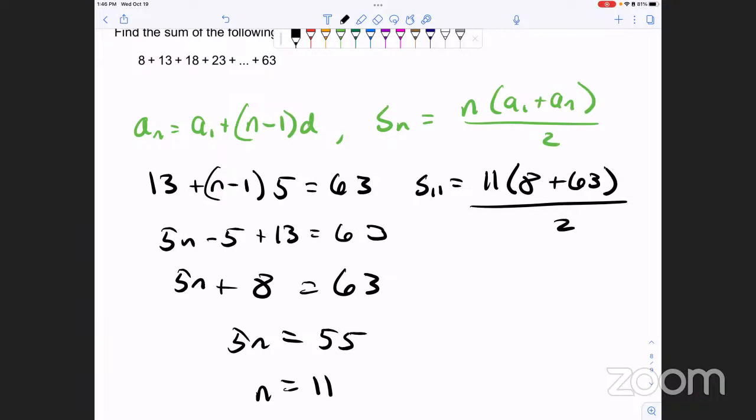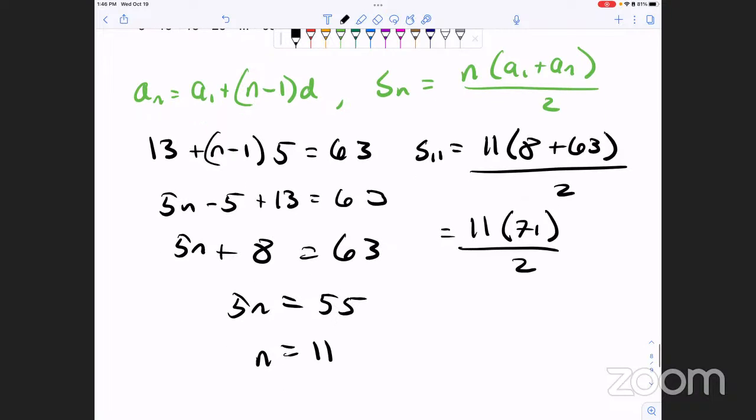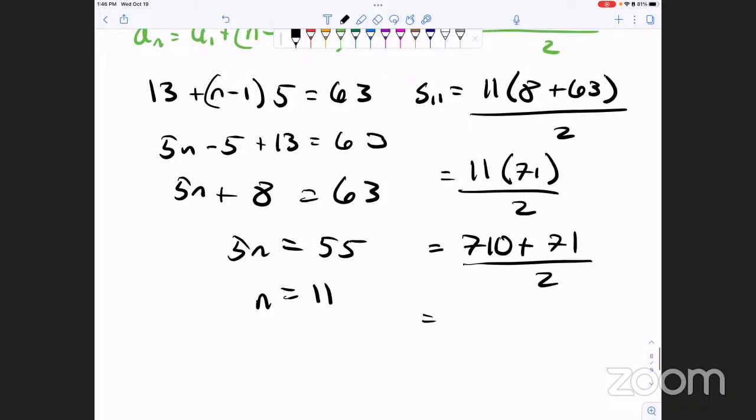This one's not as clean as the last. 11, what is that, 7? So 71, yeah, 71 over 2. I was kind of hoping one of them would be even so I can cancel them. Okay. So that's going to be 710 plus 71 over 2. Okay. So that's a 1, that's an 8, that's a 7 over 2.